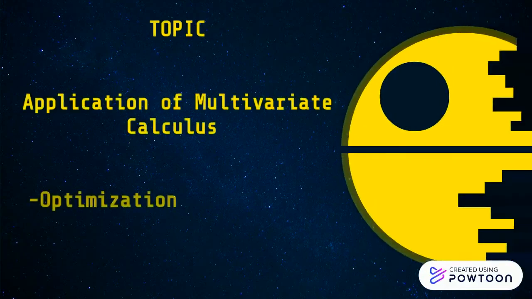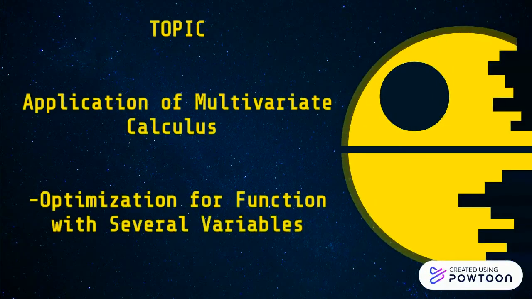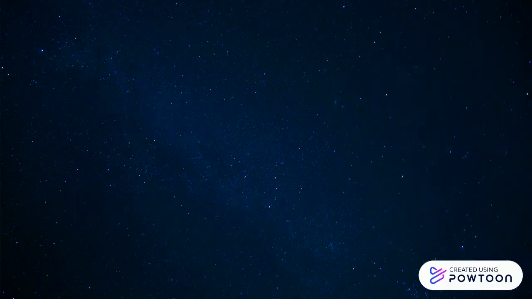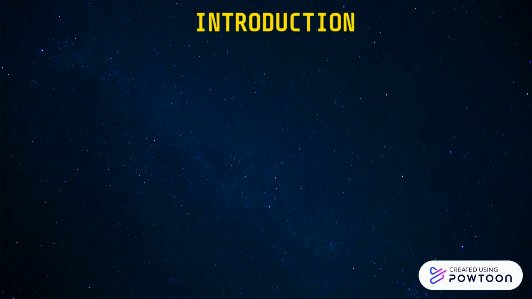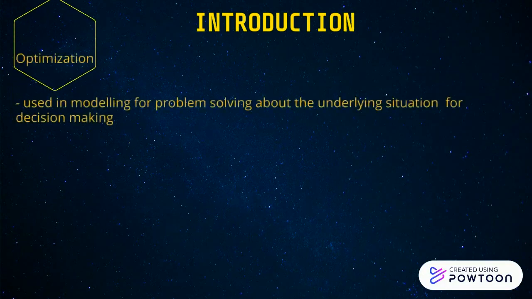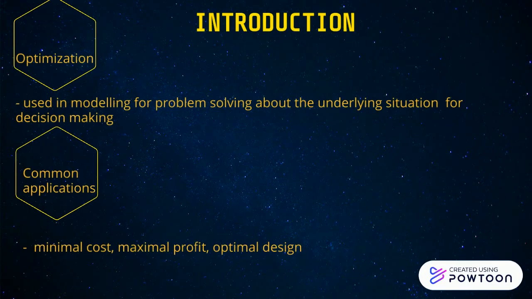Today, we want to discuss the optimizations for functions with several variables. For introduction, optimization is usually used for problem solving about the underlying situation. The examples of common applications which involve optimization problems are minimal cost, maximal profit, and optimal designs.